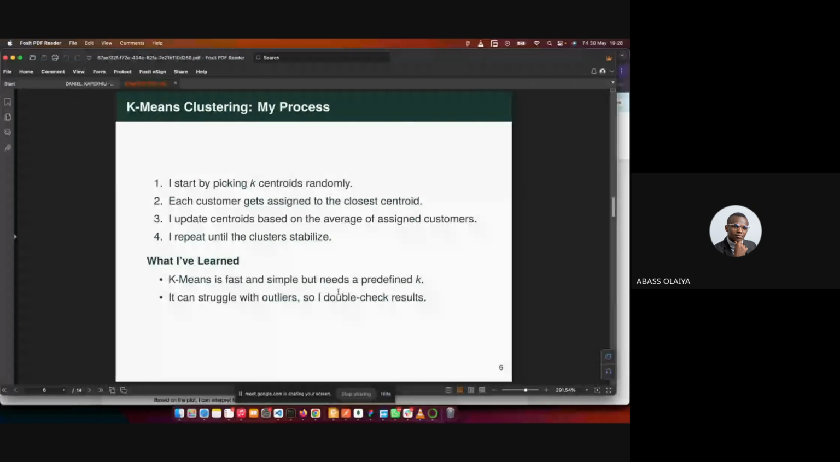What this basically means is when you're running it on your system, let's say you don't have GPU, it will run faster if you're using K-means compared to DBscan, for example. Using K-means you finish getting your solution faster than when you're using a more robust algorithm like DBscan. But it can struggle with outliers, unlike DBscan. So I will double check my results.